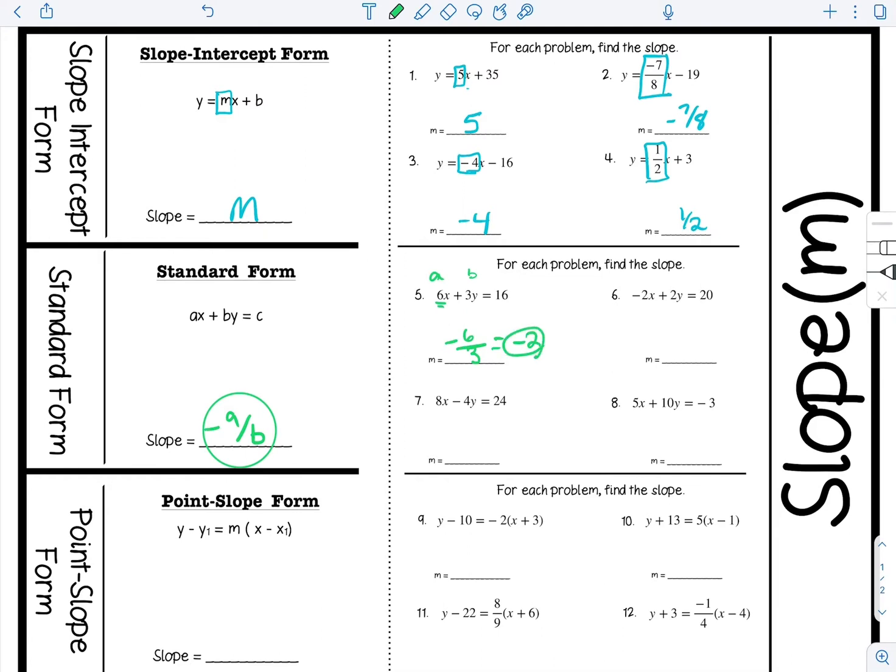We would do the same thing for 6, right? Our a is negative 2, our b is 2, so we would take the opposite of a. So since we have negative 2, we would do positive 2 divided by 2. That gives us 1. All right, and number 7, our a is 8. And our b is negative 4. So we do the opposite of a divided by negative 4. All of that would give us 2.